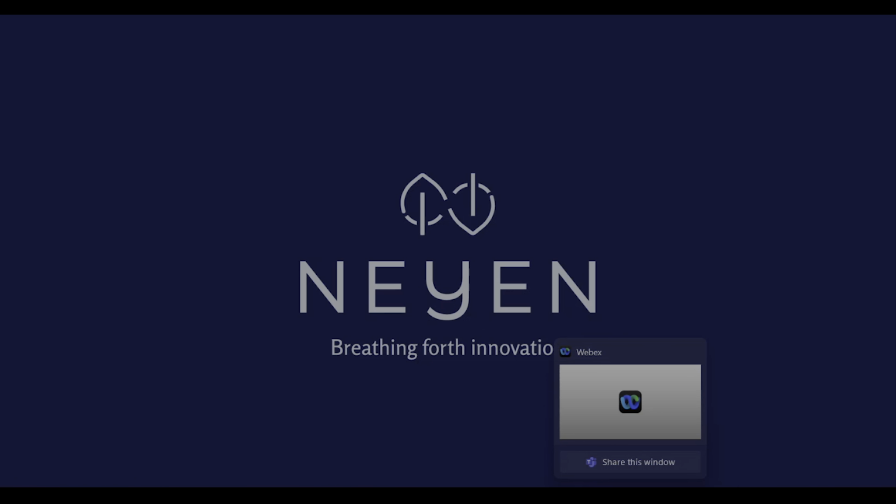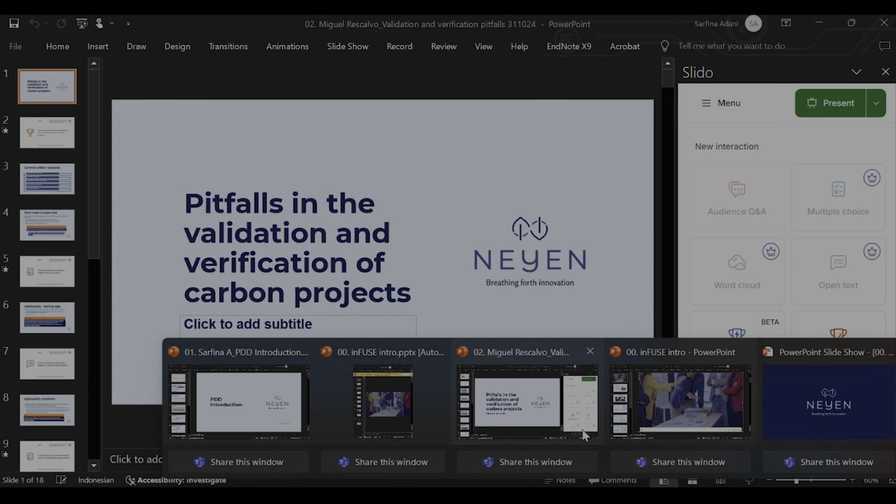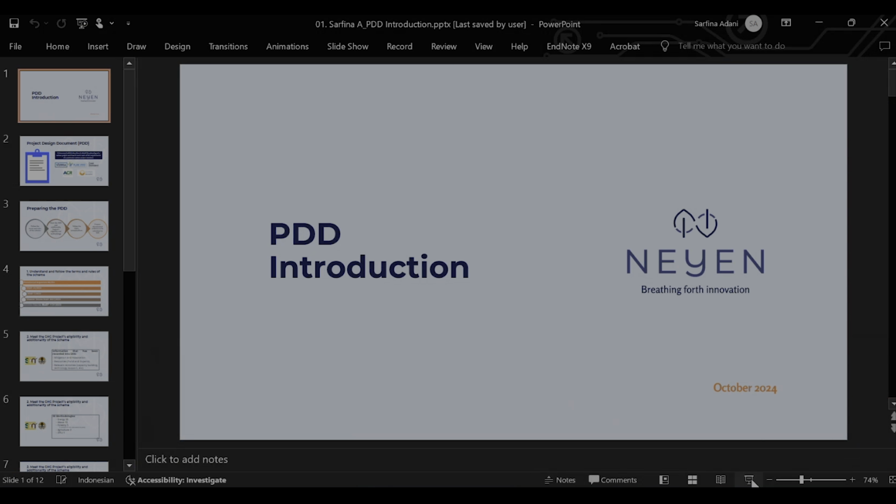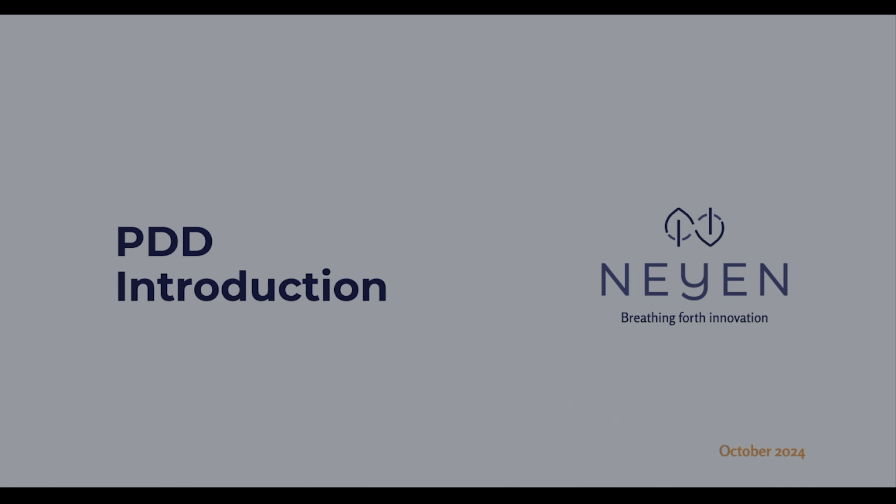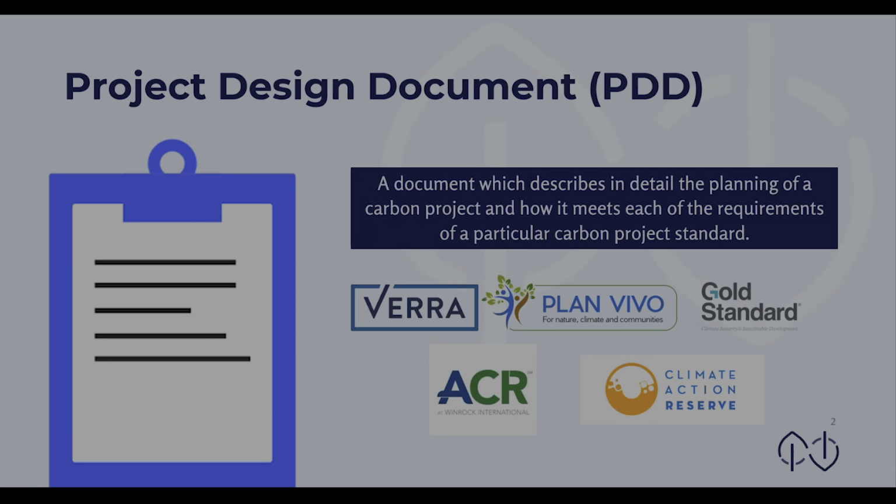Going forward, before we talk about the common pitfalls with Miguel Rescalvo, I'm going to go with the introduction of the PDD. Next slide. So what is a PDD? PDD is a project design document. It's basically a document which describes the details of the planning of the carbon project and how it meets each of the requirements of a particular carbon project standard.